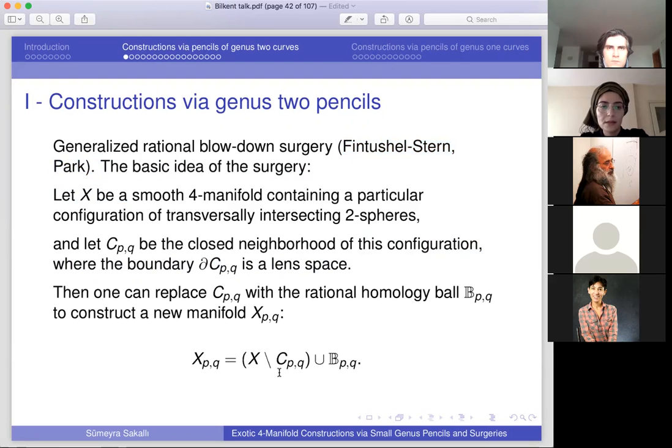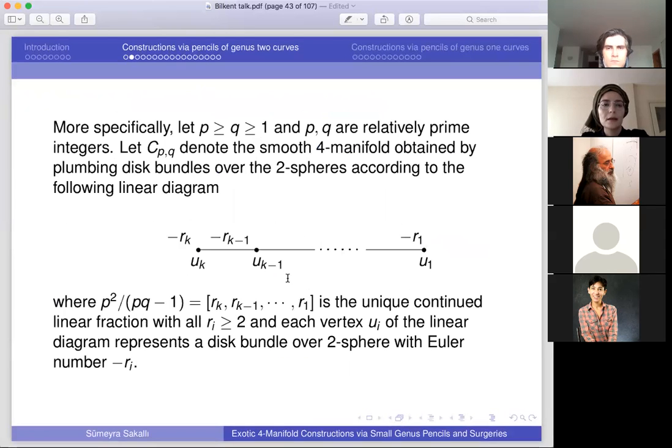And this C_{p,q} is not arbitrary, of course. And let me say how we construct that. So we take p and q in this way. These are relatively prime integers. And then we look at this ratio. It is the Hirzebruch-Jung continued fraction expansion, p squared over pq minus 1. And out of it, we obtain these integers. And then according to these numbers, we construct such a plumbing diagram.